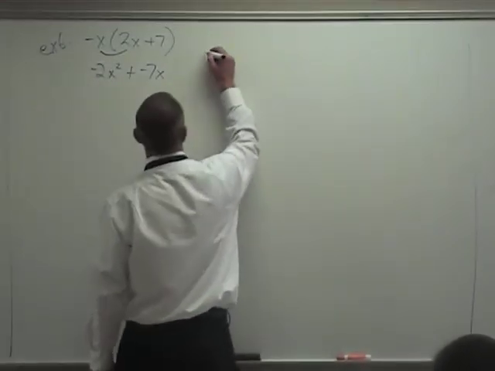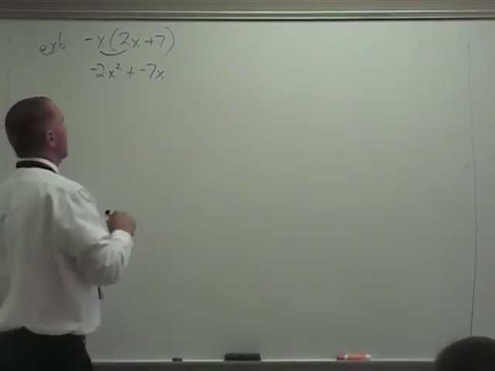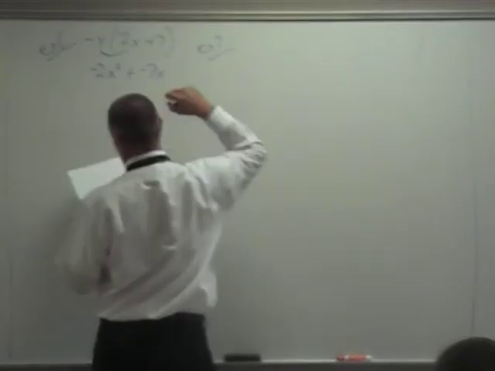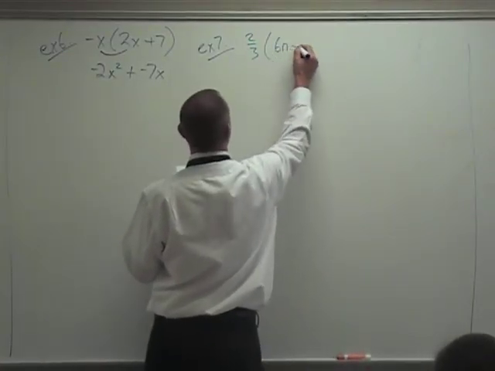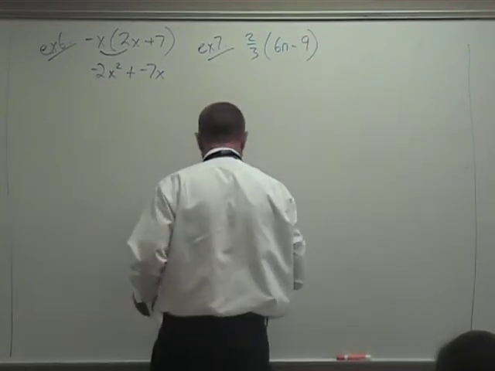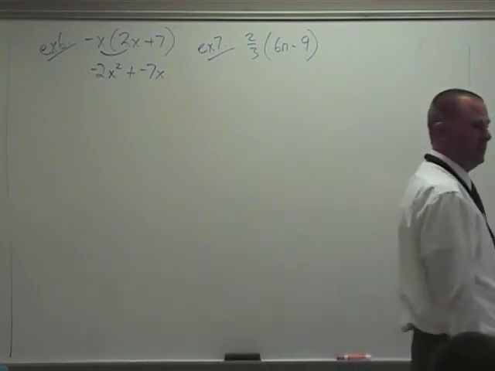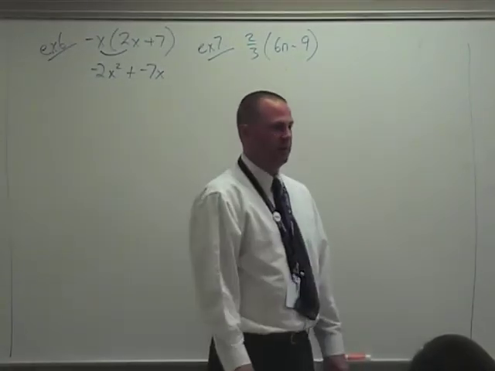Okay, example 7. Did anybody not get that? Alright, cool. Example 7 is 2/3, here's your fraction, times the quantity 6n minus 9. 20 seconds. Do not use your calculator. Seriously? Should not need a calculator in this class.